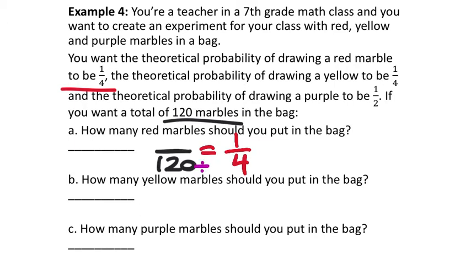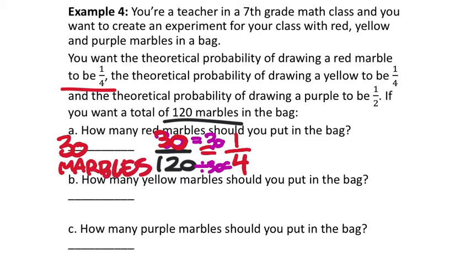Like if you said 120 divided by 30, boom, you get 4. So that means I'd have to take 1 and multiply it by 30 to go backwards to get 30. So how many of the marbles in the bag would be red? Should be 30 marbles. Hey, don't forget to label this because it is a word problem. 30 red marbles.